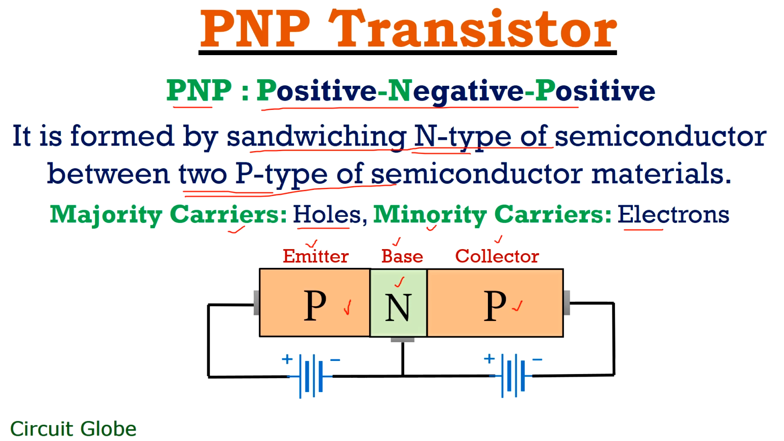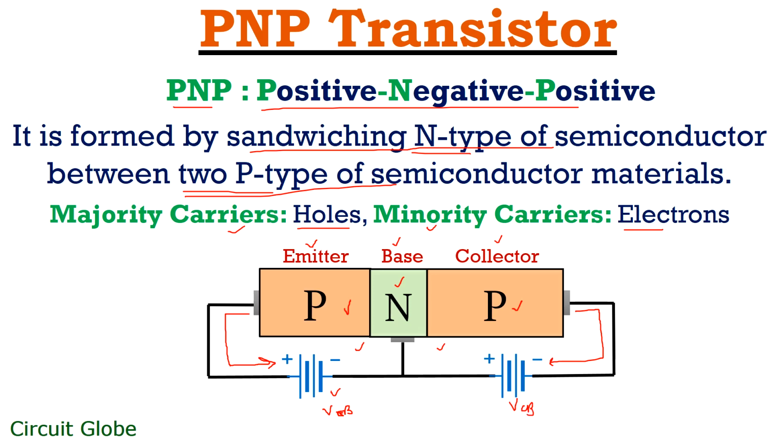For the operation of PNP transistor also, the emitter-base junction must be forward biased and the collector-base junction must be reverse biased. Due to this reason, this P terminal is connected to the positive terminal of the battery and this P terminal is connected to the negative terminal of the battery. Consider that this supply voltage is nothing other than VEB and this supply voltage is VCB.